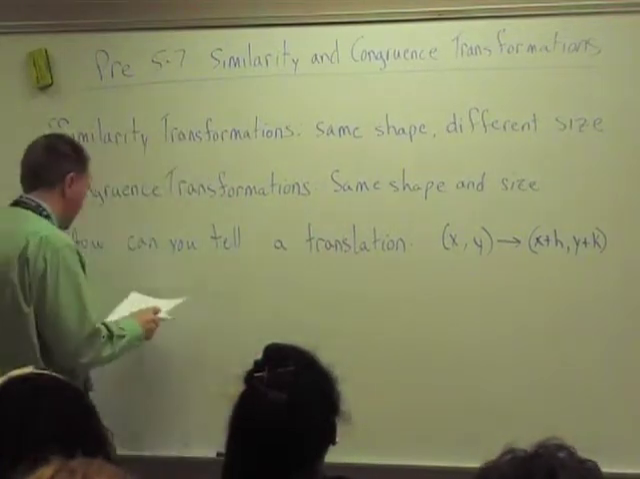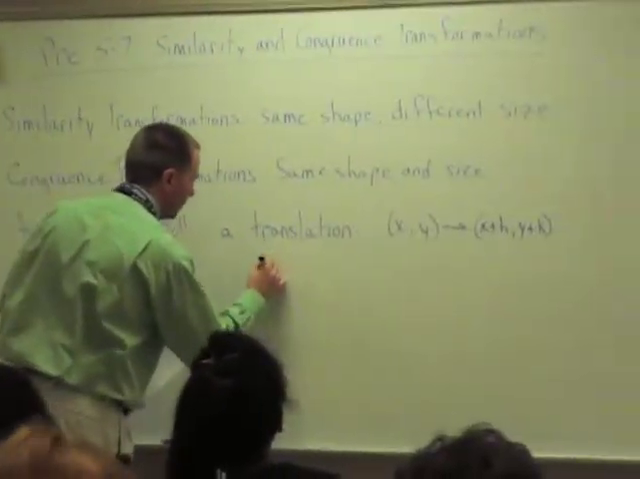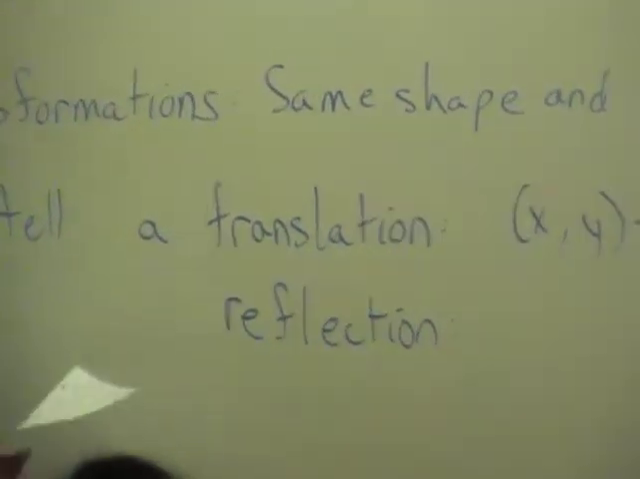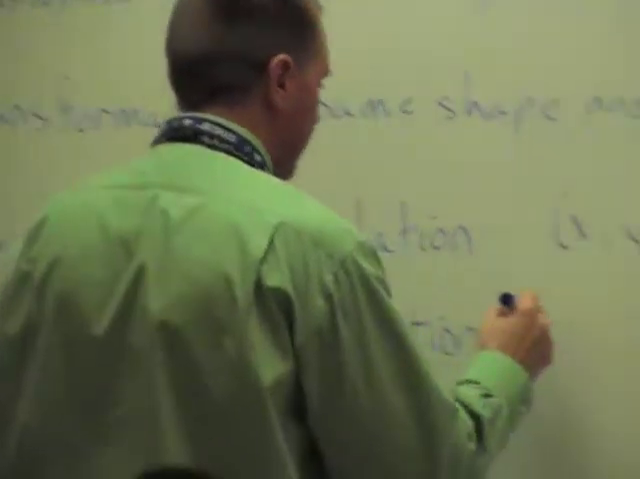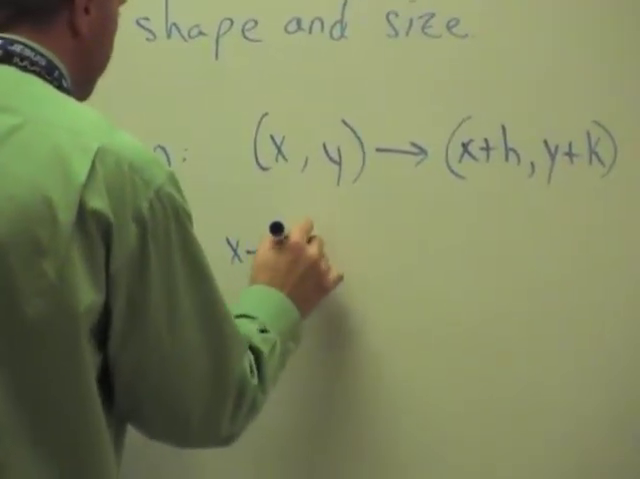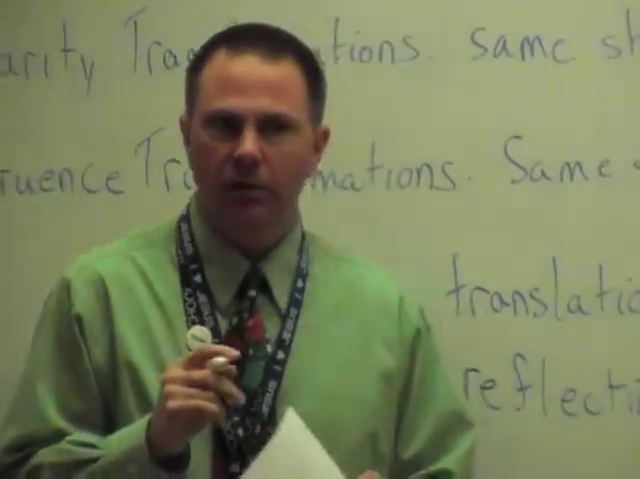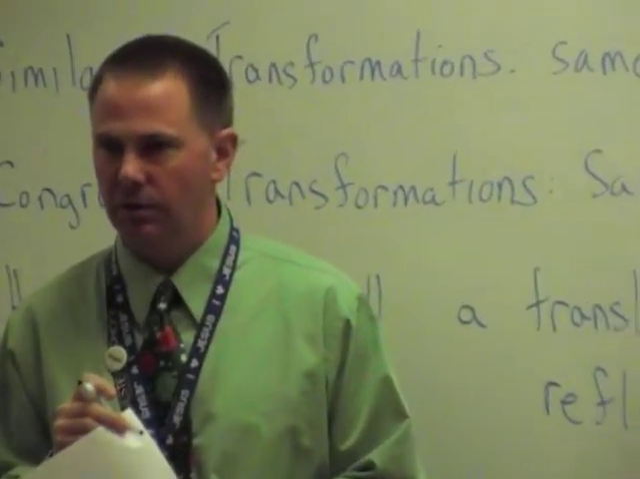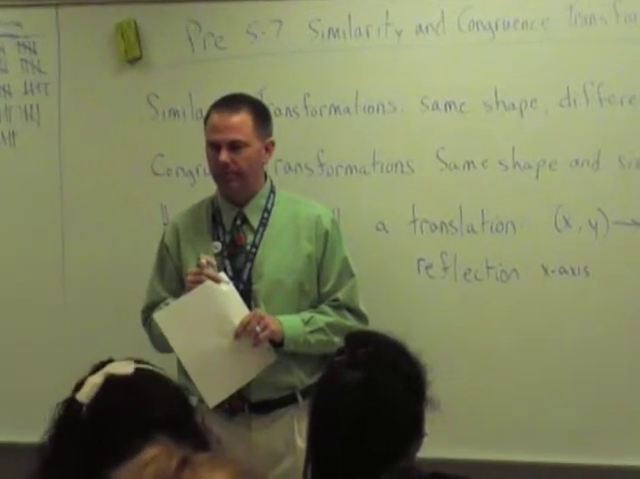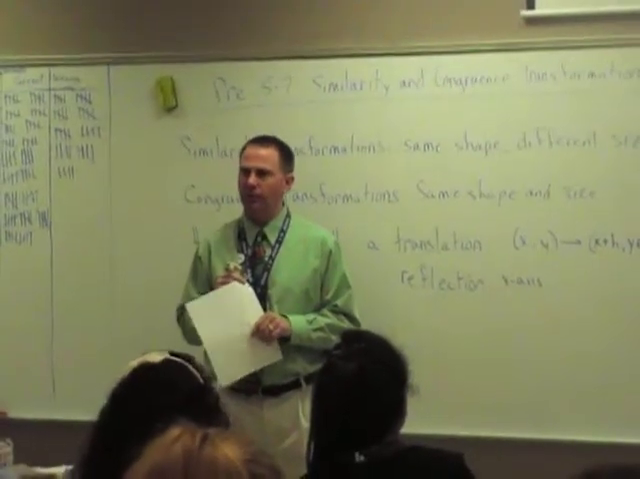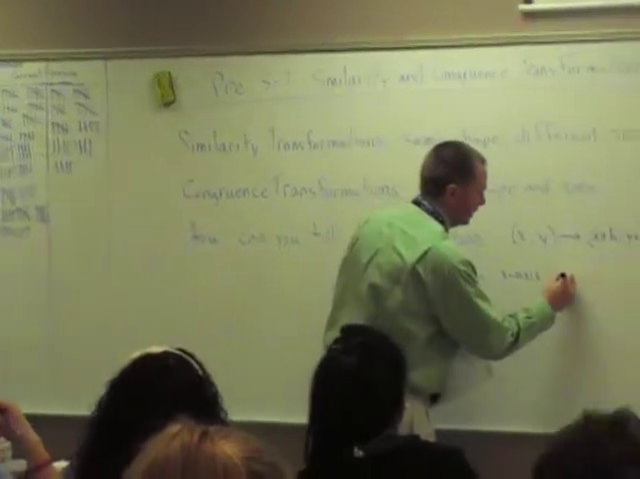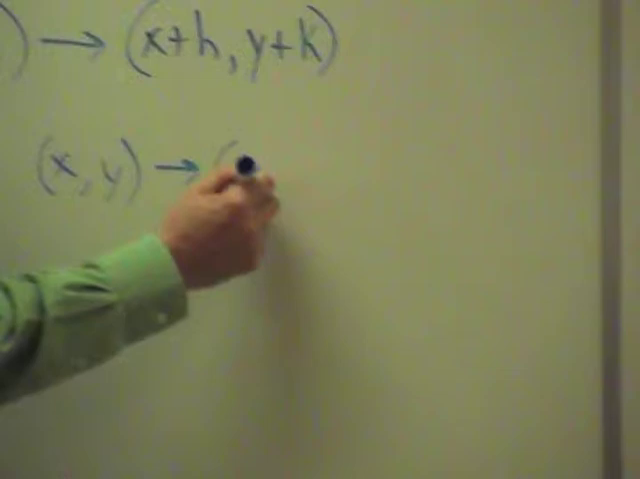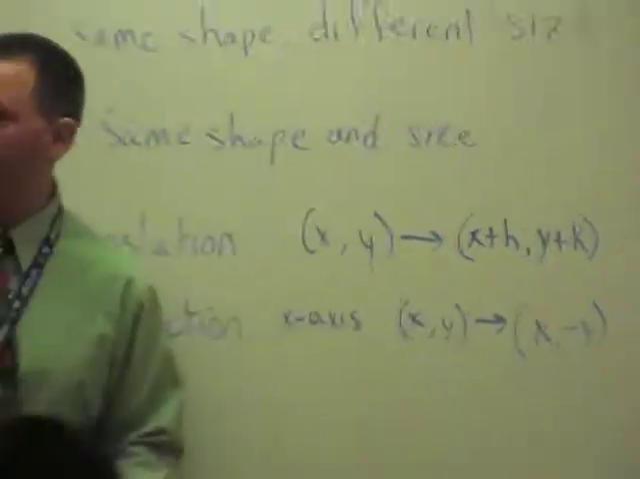So let's talk about reflection. Okay? So if we reflect about the x-axis, do the x coordinates change? What changes? If you reflect, the y. So this is what it looks like formally. Your x stays the same, but the y becomes its opposite.